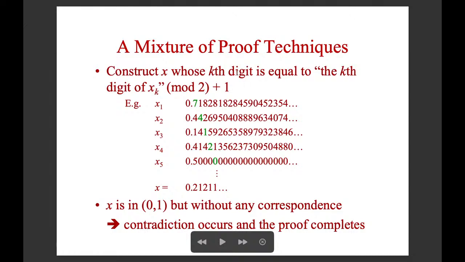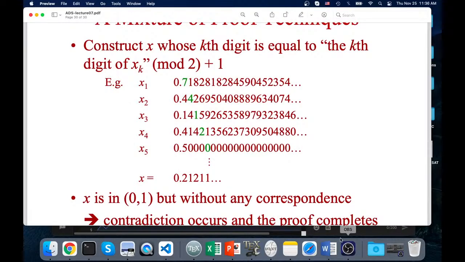This proof is proposed by the mathematician Cantor. And if you look at the green part, it looks like a diagonal of a matrix. So this is called the diagonal proof or the diagonalization proof. Okay, so that's all for what I want to talk about today.